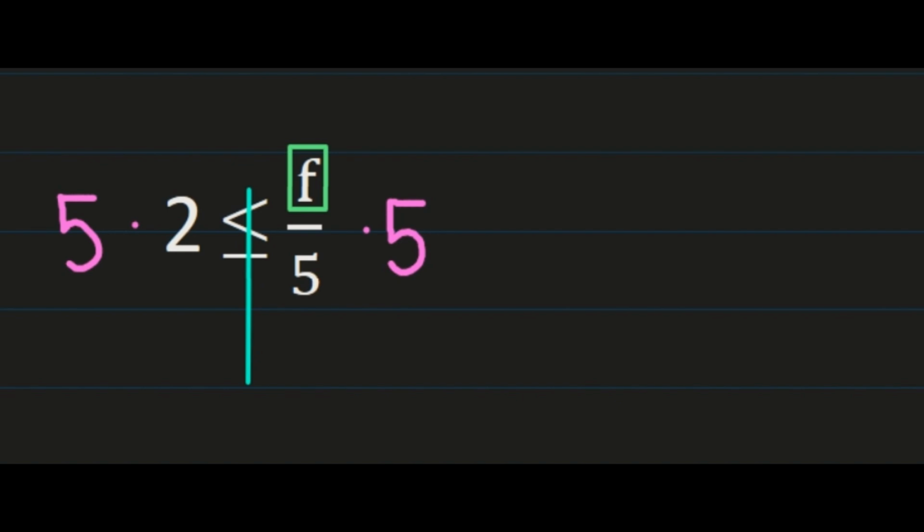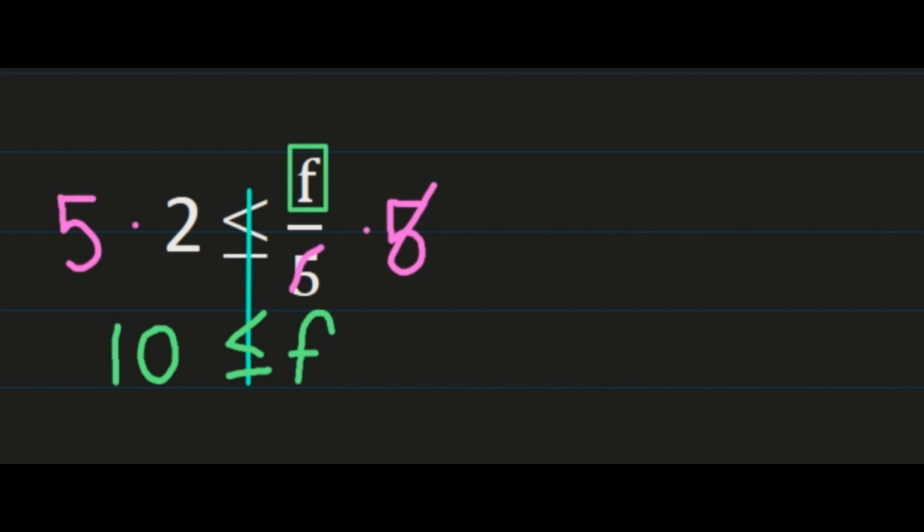So then on the right-hand side, through the multiplication steps, our 5s are going to simplify out, leaving us with just our variable f. And on the left-hand side, we'll have 5 times 2. 5 times 2 is 10. And I haven't done any steps that would make me need to flip my inequality sign. So I have 10 is less than or equal to f.